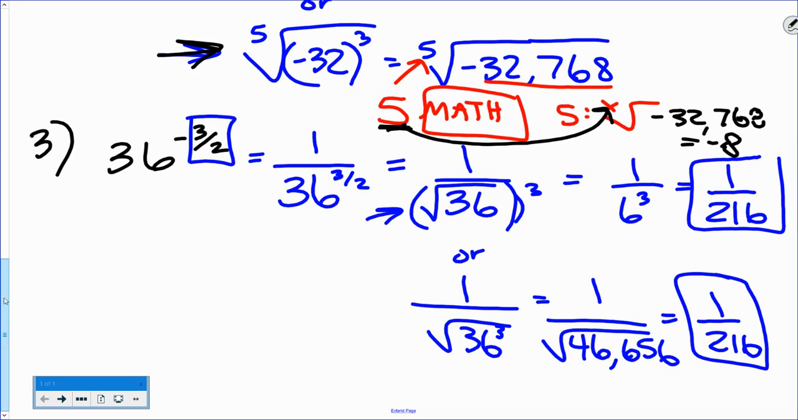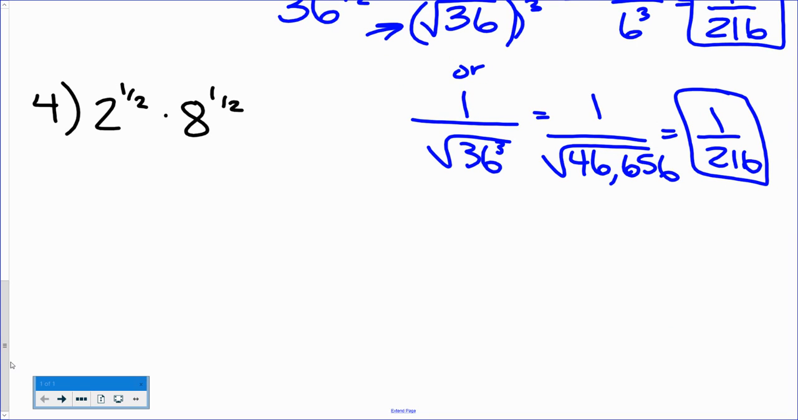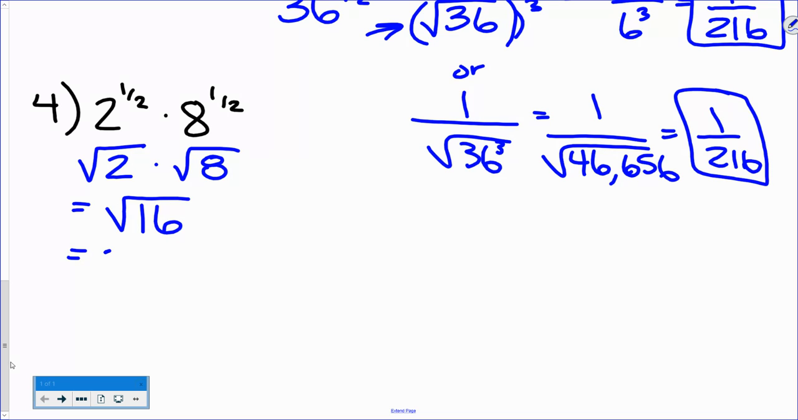All right, let's try another one. So if I have 2 to the 1/2 times 8 to the 1/2 power. I can convert this: 1/2 power means a square root. So square root of 2 times square root of 8. Since they are both square roots, I can multiply those together to get the square root of 16, which is 4. And that would be my final answer.